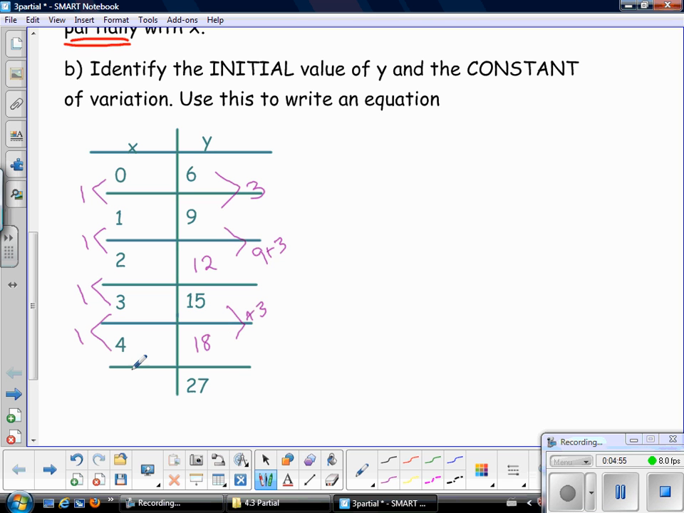Uh-oh, this time I have to complete the x value. So how am I going to do this? Well, a couple different ways. I could keep adding threes to see what happens.